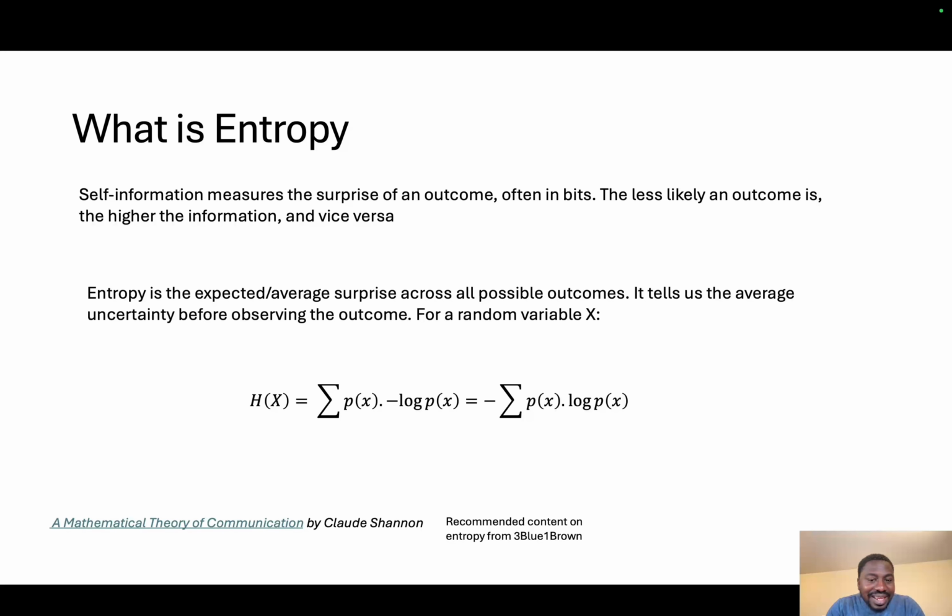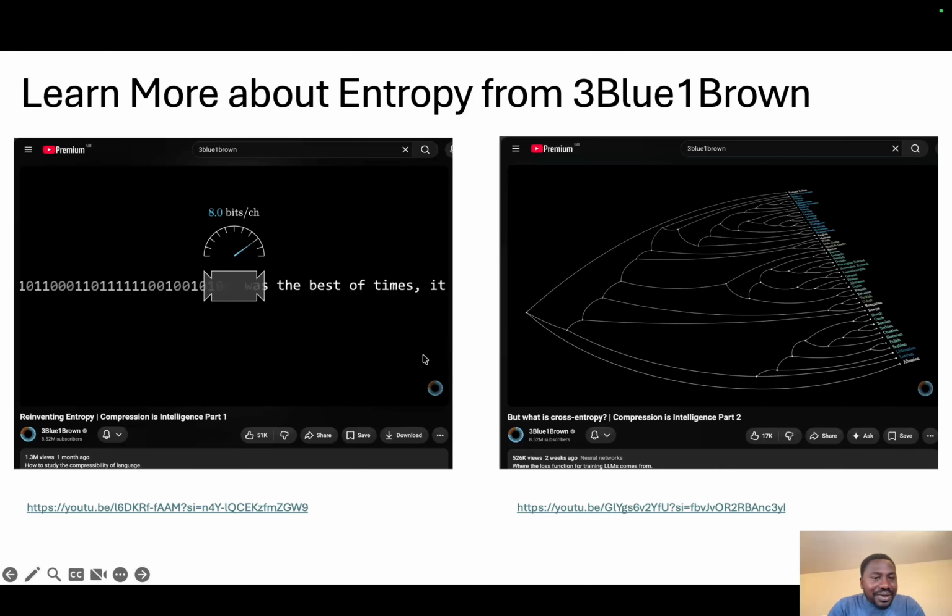This was established in great detail by the incredible work of Claude Shannon, A Mathematical Theory of Communication. Reading this seminal work was very helpful for me to really understand entropy and information in great detail. There's also a lot of cool content from 3Blue1Brown explaining entropy, which I found really helpful as well. I've linked some of them here. There's one on compression is intelligence, reverse entropy, and one on cross entropy, which is also the second part of that series on compression is intelligence.